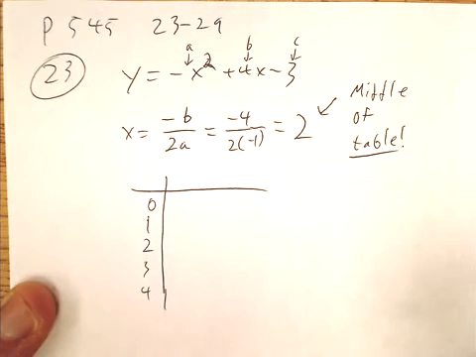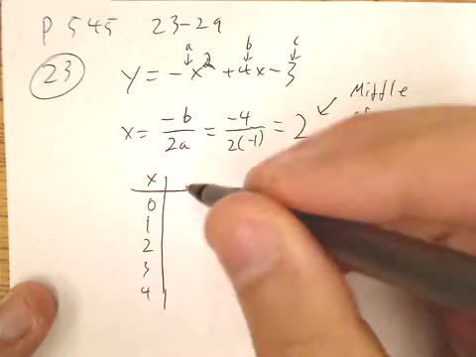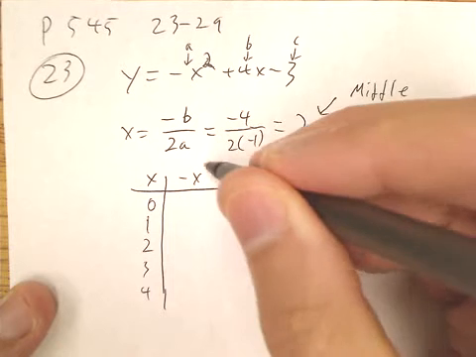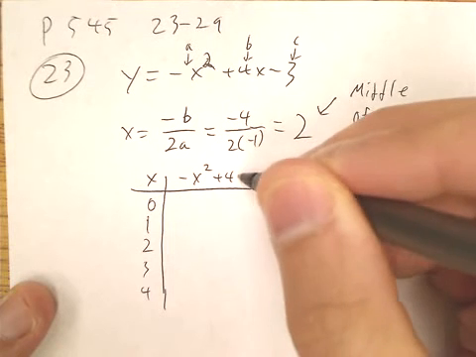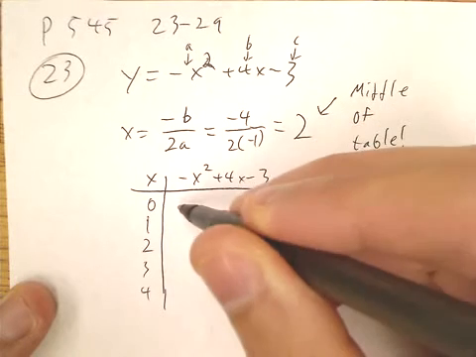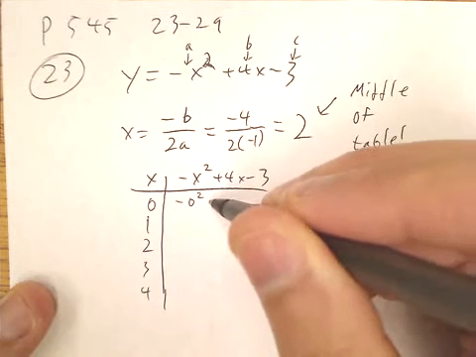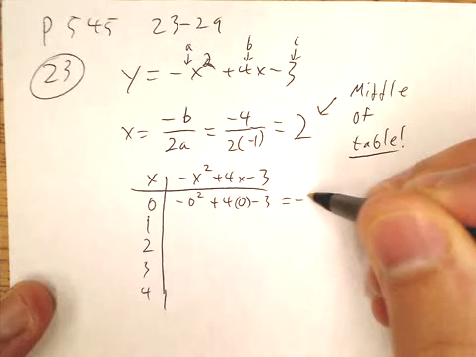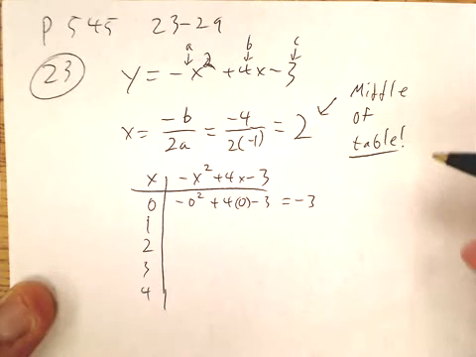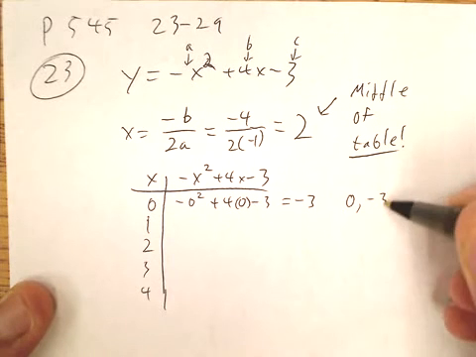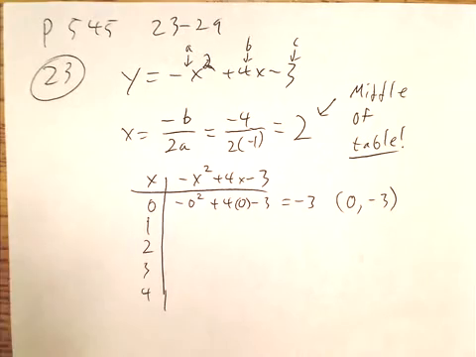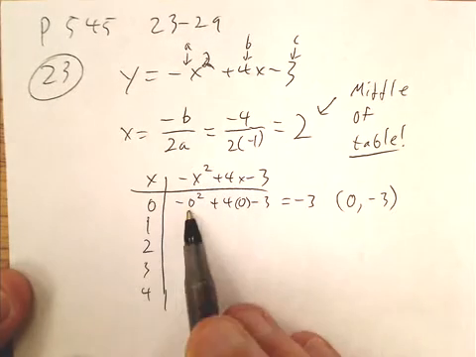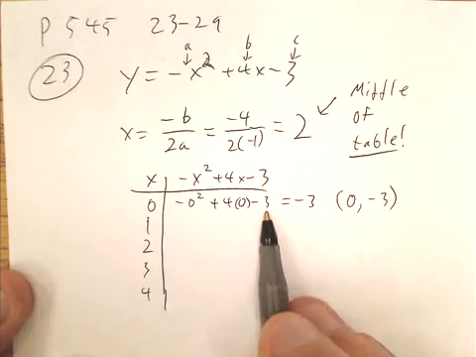Okay, so these are my x values. My y values are negative x squared plus 4x minus 3. So this is negative 0 squared plus 4 times 0 minus 3, and that's negative 3. That's the point 0, negative 3. Zeros are easy to work with. All of this goes away, just leaving me with the negative 3.